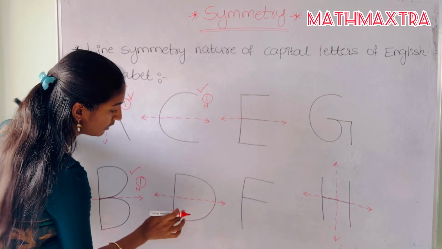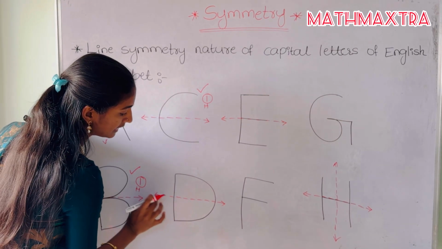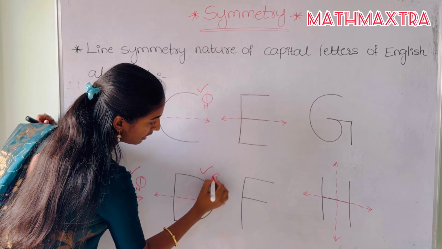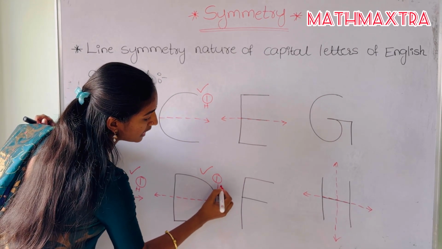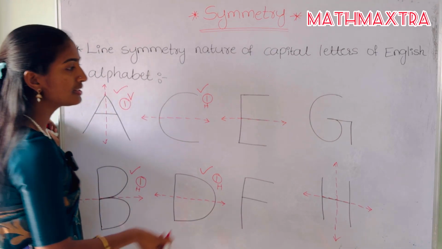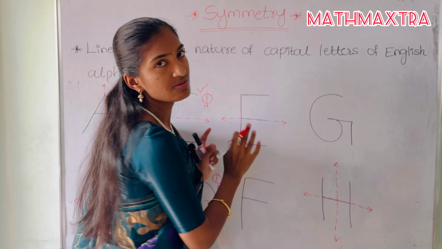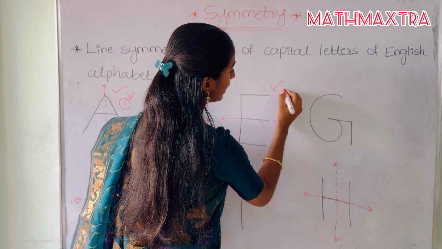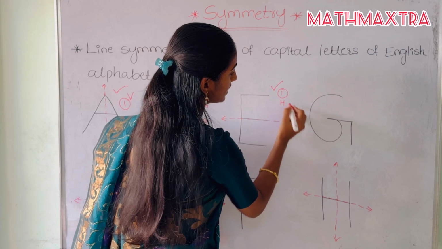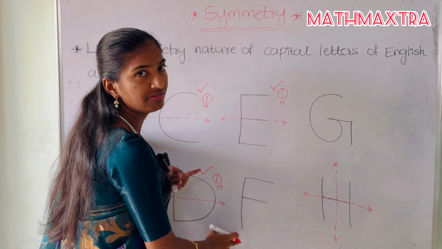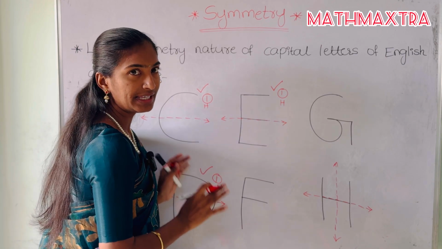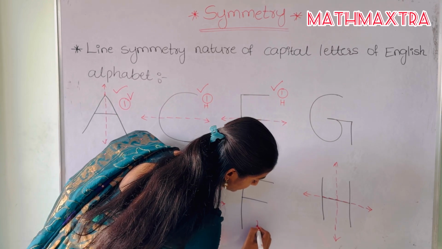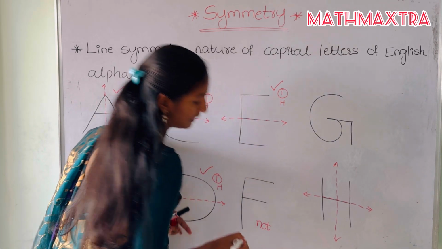Okay. So when you see the figure D, it is symmetric and it has one line of symmetry, that too horizontal. And for E, it is symmetric. It has one line of symmetry, the horizontal. When you see the figure F, I can't draw any symmetrical axis for F. So it is not symmetric.